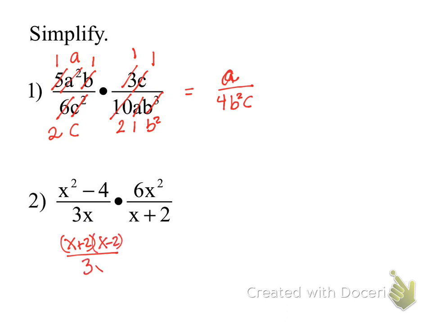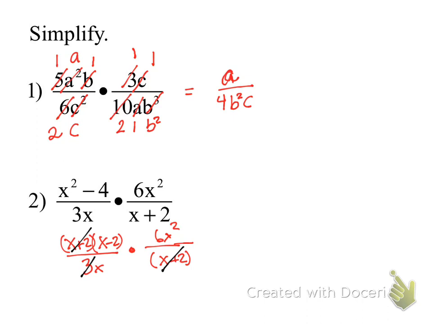The denominator is 3x times 6x squared, and then I have a x plus 2. Okay, what can I cross-cancel? X plus 2. I have an x plus 2 and an x plus 2. It's numerator to denominator. It can be in the same fraction. Numerator to denominator. Different fractions, still numerator to denominator. What else can we cross-cancel?